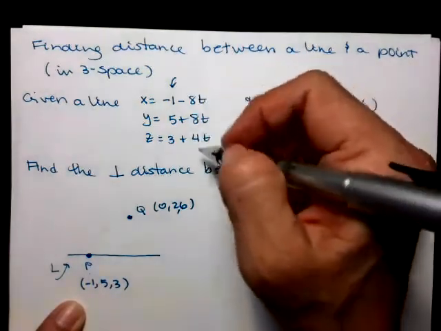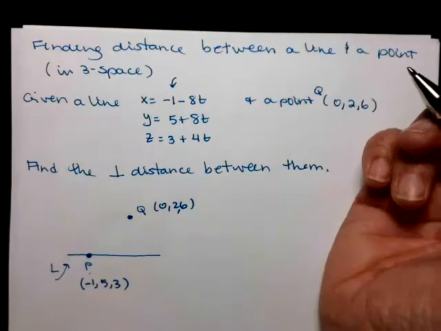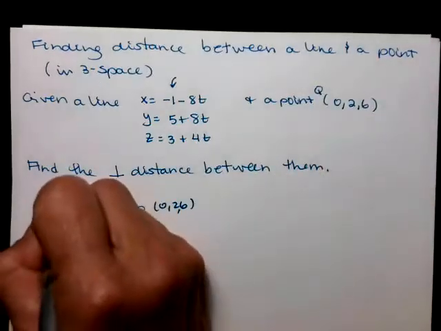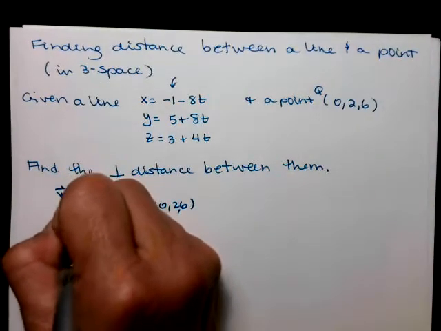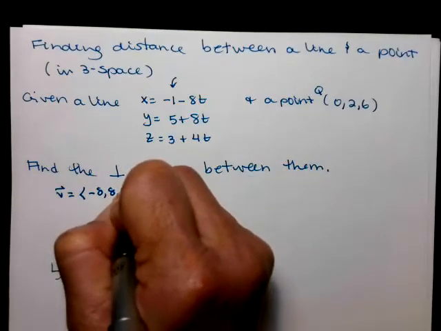The T coefficients in your line, that's your direction vector, right? And that's telling you essentially the slope of the line, what direction it is going. So I'll write that here. I'll call it vector V. So vector V is going to be -8, 8, 4.